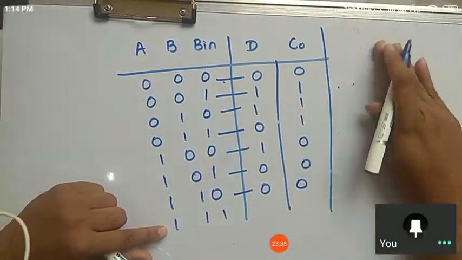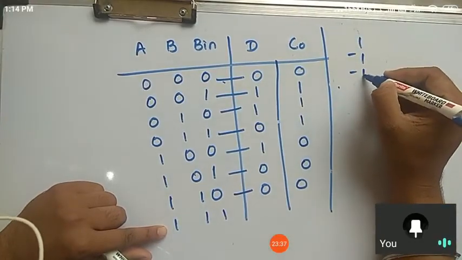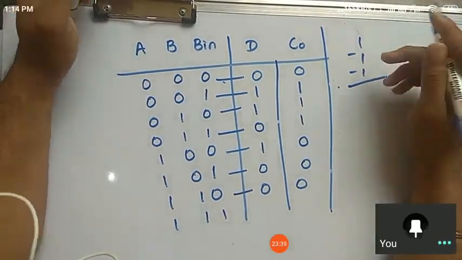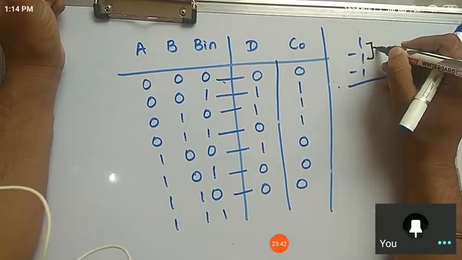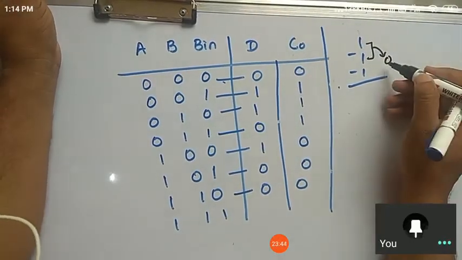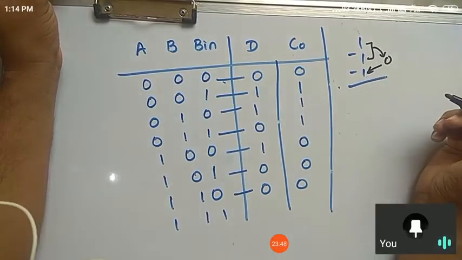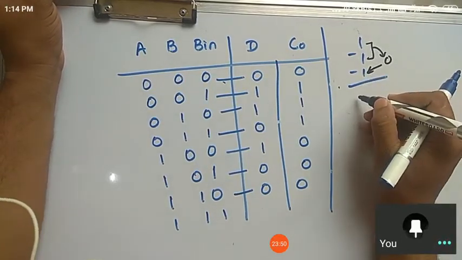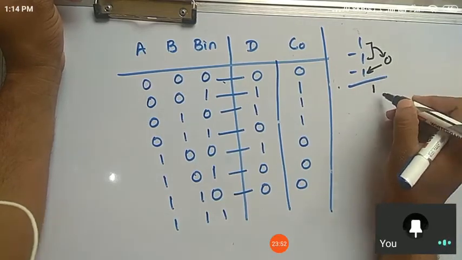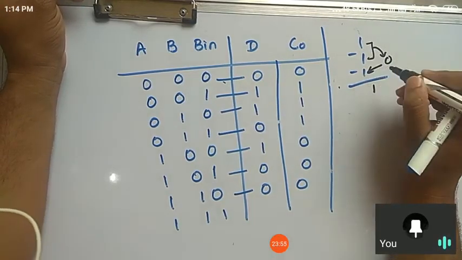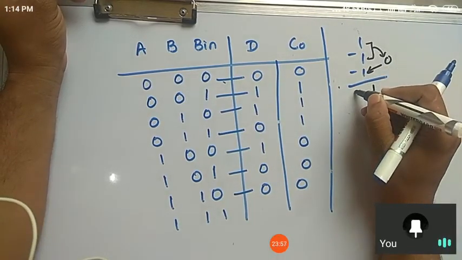Last case, 1 minus 1 minus 1. Let us check. 1 minus 1 is 0. 0 minus 1: now this is A and this one is B. 0 minus 1, difference is 1, and this is A. A is smaller than B, so that's why borrow is 1.